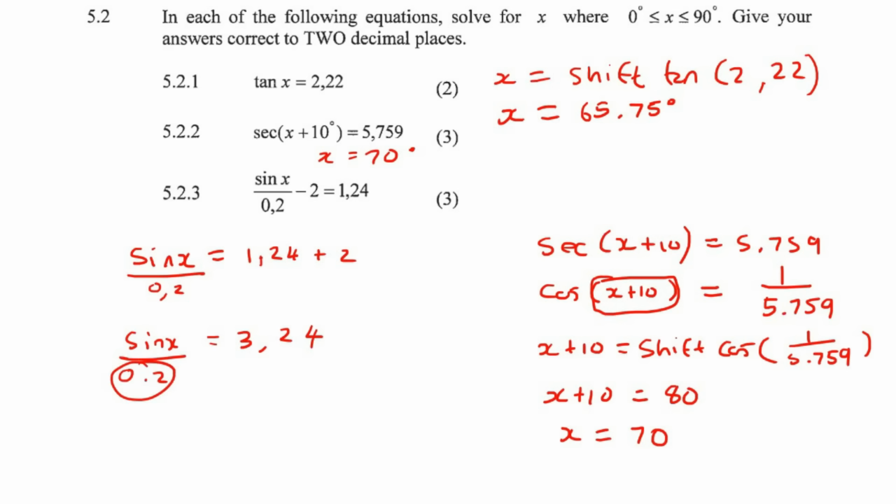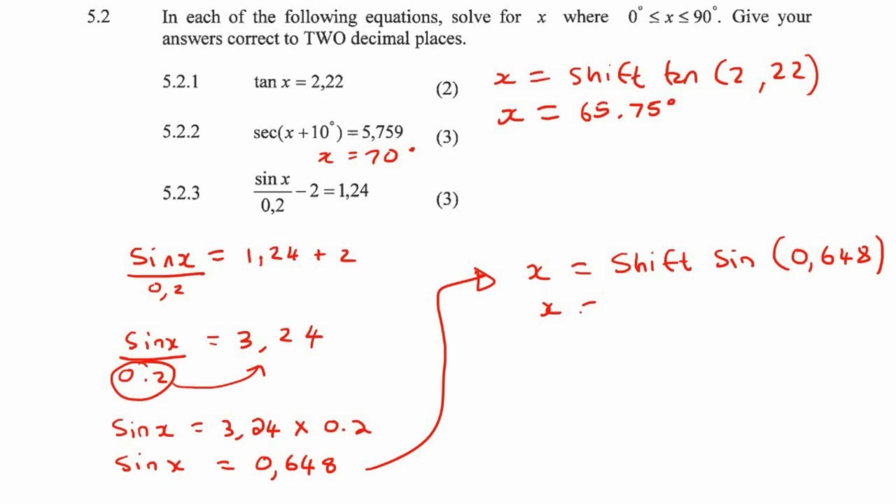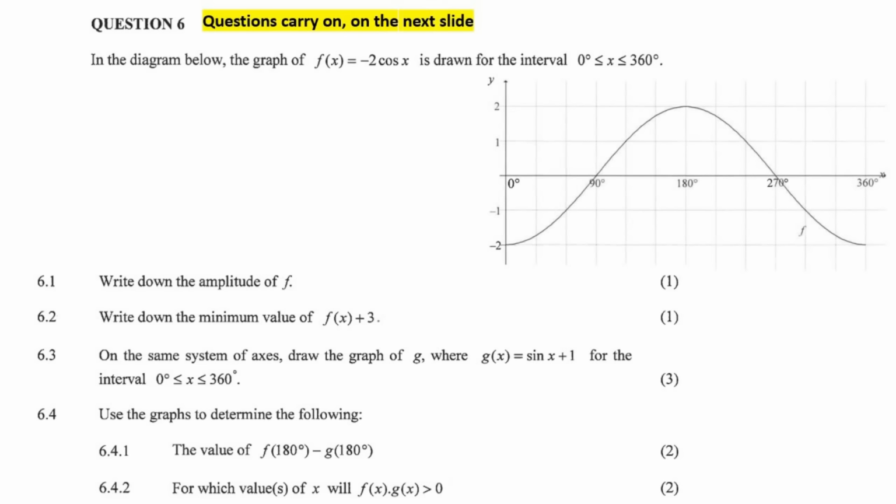Now, to get this 0.2 to the other side, you're going to multiply it on the other side. So you're going to end up with 3,24 multiplied by 0.2. And so you're going to end up with sin x equals 0,648. And so now to get x by itself, you're just going to say shift sin of 0,648, and so x is going to be 40,39 degrees.